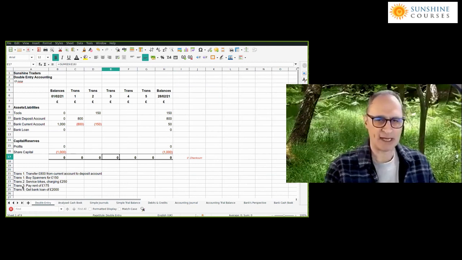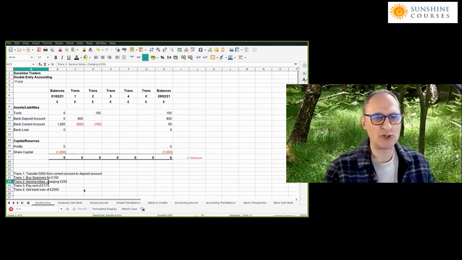The third transaction here is that we are going to service a bike. By servicing it, what I mean is someone comes into the shop, brings a bike, we're going to use our tools to do the servicing, and we're going to charge them £250. In this particular service, all we had to do was to loosen a few screws, tighten a few other bits. Everything else was in great working order. We didn't use any materials in doing the servicing because it was so easy to do. And what we did is we received £250, and that represented sales. So how do we record this?